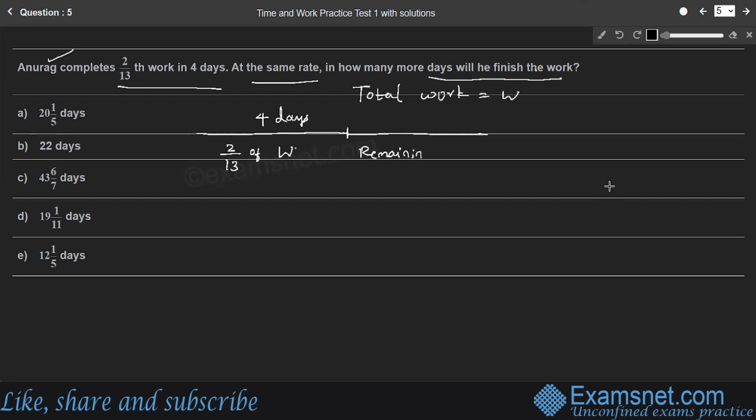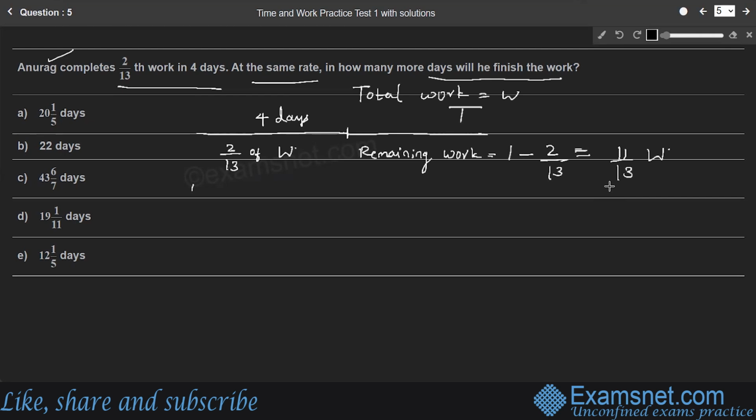What is the remaining work here? In 4 days, if he completes 2 by 13th of the total work, the remaining work becomes 1 minus 2 by 13th, which is nothing but 11 by 13th of the total work. How many days does it take to finish the remaining work? Let it be T.